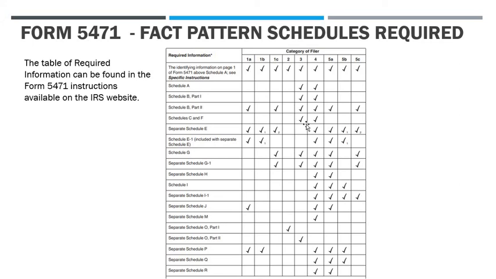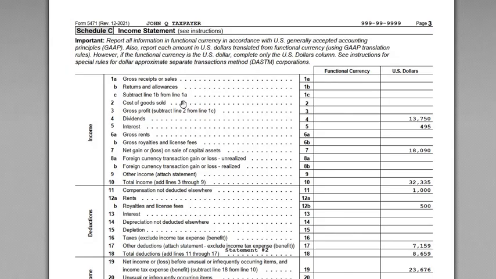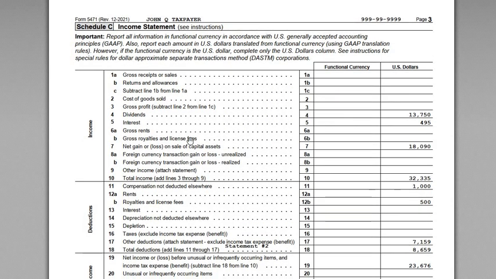These are for Category 3 and Category 4 filers, right? So you recall that our sample fact pattern, the U.S. person, John here, he is both a Category 3 and 4 filer for this year. So when he completes the 5471, he needs to include this information. Okay, so some of the basics on the Schedule C.